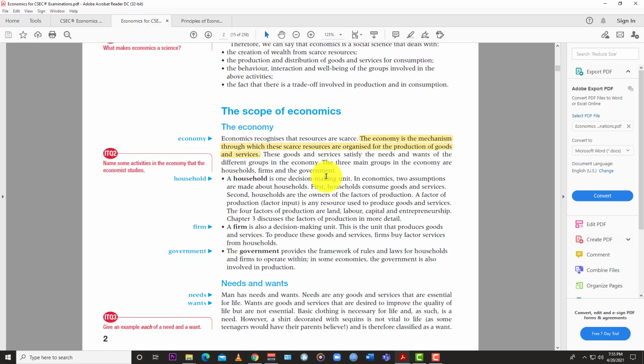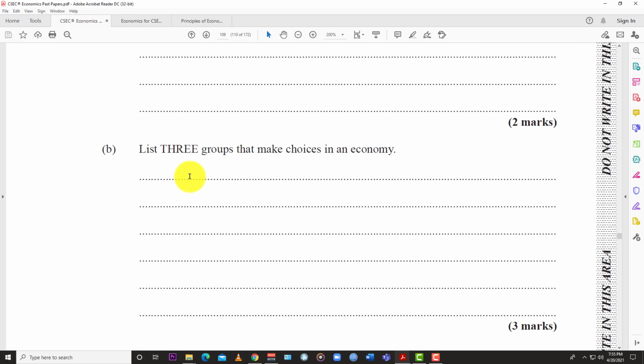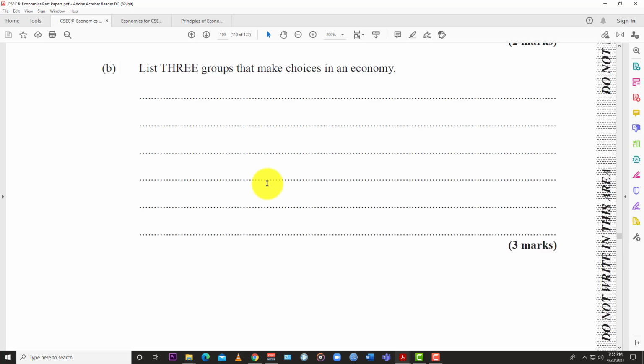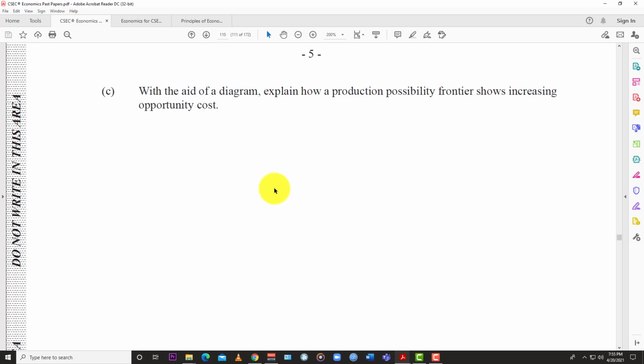As you can see here in the textbook, the 3 main groups in the economy are the household, the firm, and the government. You list those 3 and you get 3 easy marks. So far, so good. Those are the easy ones right out the gate. They have to give you something nice and easy.